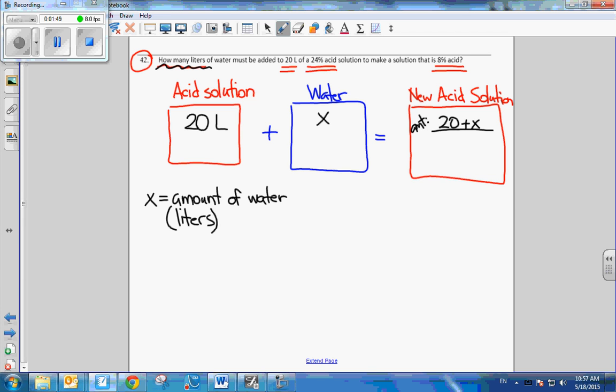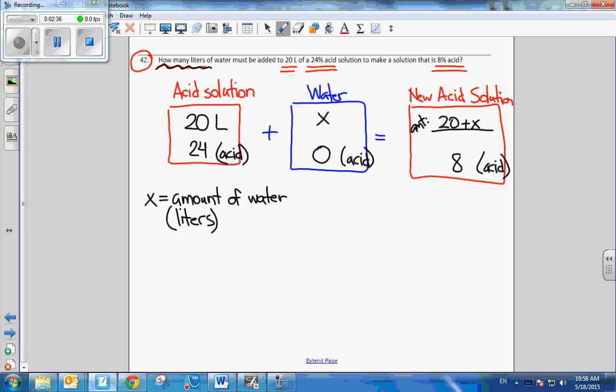Great. Now let's talk about the acid in this problem. We are told originally we start off with 24% acid. Instead of writing it in decimal form, 24 hundredths, I'll multiply by 100. As long as I do that to each part, it's fine. Now for the water, how much acid is in water? We've talked about this several times, and the percentage there will be zero. Our new solution will only have 8%, and again we multiply by 100 so we can write it as a whole number. Now that we have clarified all the facts, we are able to write an equation.